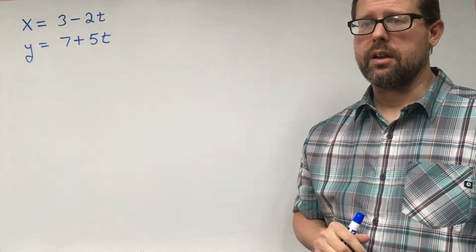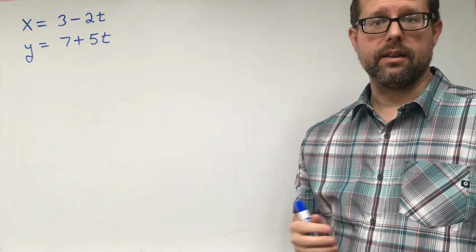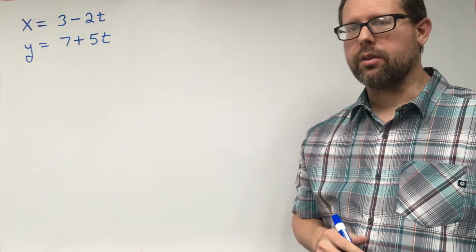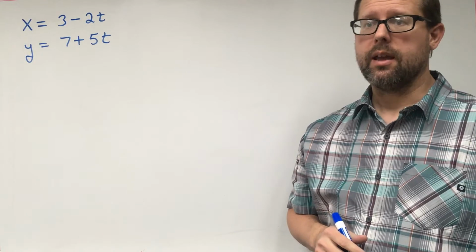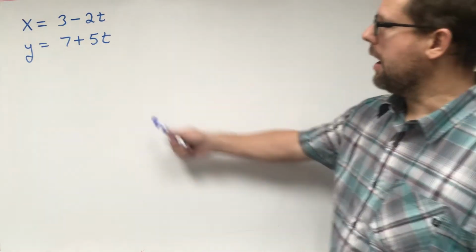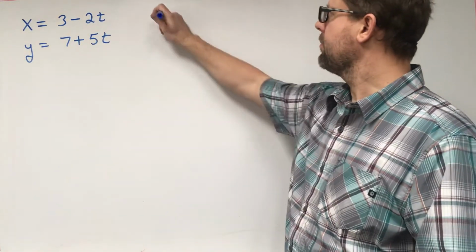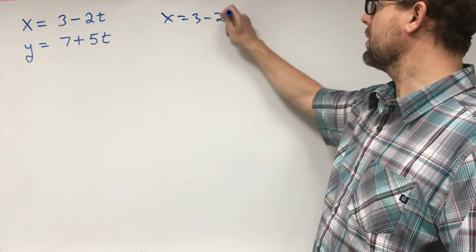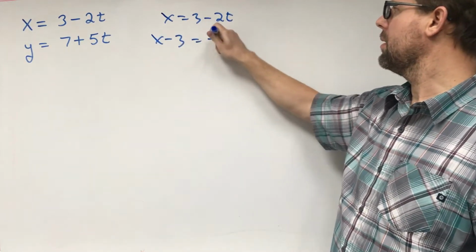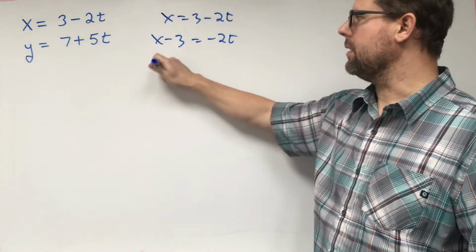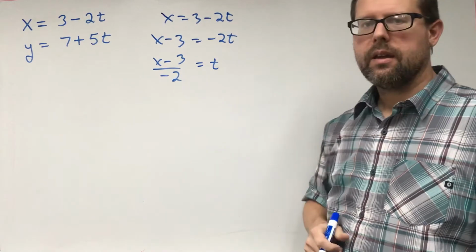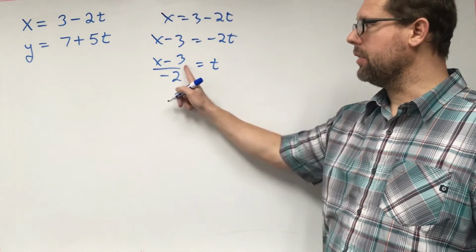This is a skill that you're going to need on several homework problems, even when they're not about lines per se, but just converting parametric equations into the standard Cartesian equations relating x and y with which we have experience before. So let's see how this goes. We've got x equal 3 minus 2t. I'm just going to solve for t by subtracting 3 and then dividing by -2. And so I have t equals x minus 3 over -2.